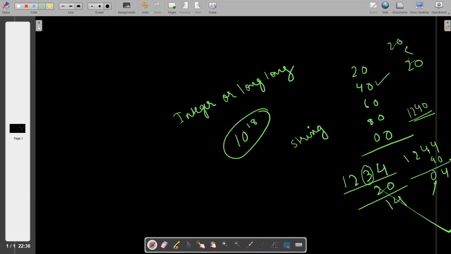If it is odd, then you have to print 1 here, and if it is even, then you have to print the last digit, and if it is odd, you have to print 1 and the last digit. So is it clear now, or still any doubt? The person who was asking, is it clear to you now? Okay, cool.